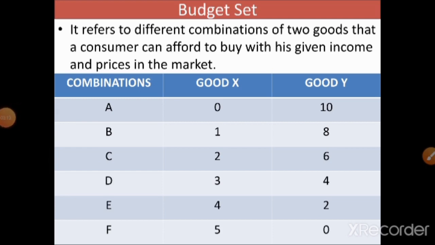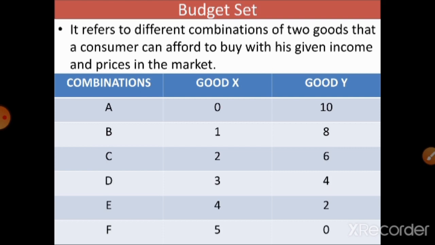In addition to these options given in the combinations, there are some more options available to the consumer with this income. Even if the entire income is not spent, he will still buy some goods. So the budget set includes all the bundles within the total income. The bundles may be 0,10; 1,8; 2,6; 3,4; 4,2; and 5,0. Any of these bundles is possible.